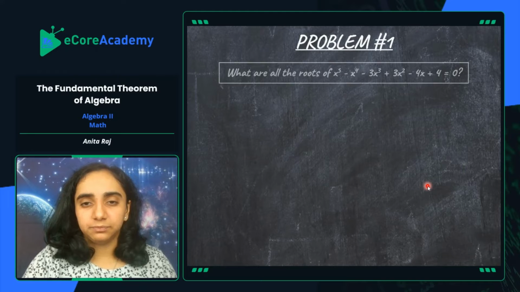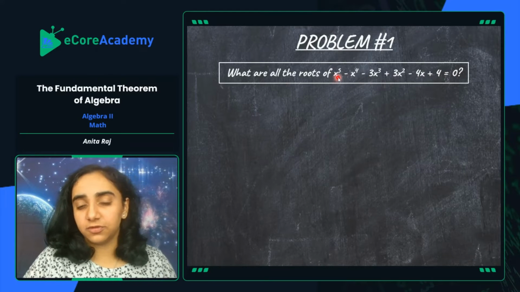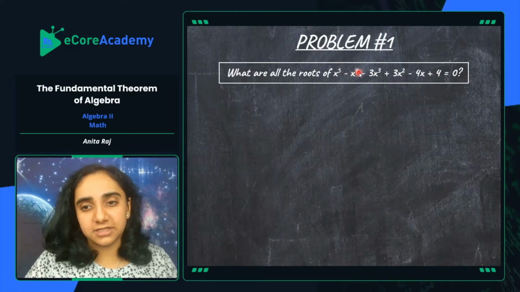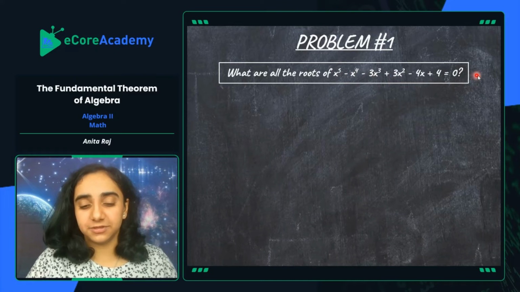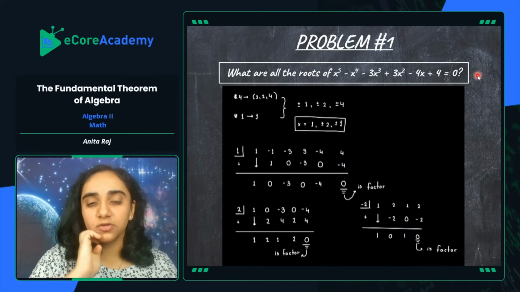So problem number 1. What are all the roots of this long polynomial? It's to the 5th degree, and luckily it's in descending order for us. So x to the 5th minus x to the 4th minus 3x cubed plus 3x squared minus 4x plus 4 is equal to 0. So it's already set equal to 0 for us, and this is exactly how you would solve it. So I'll walk you through the process.